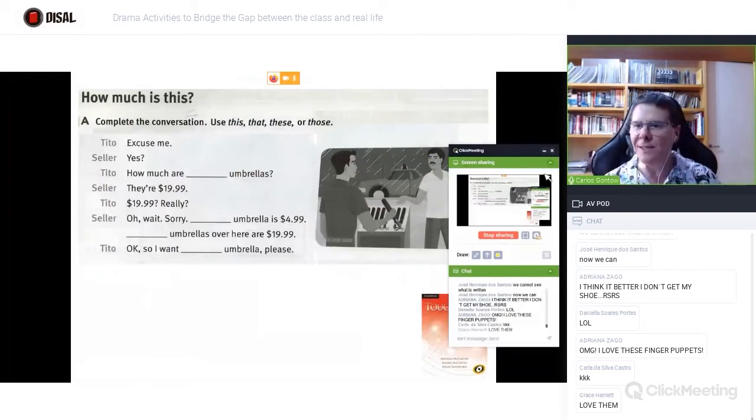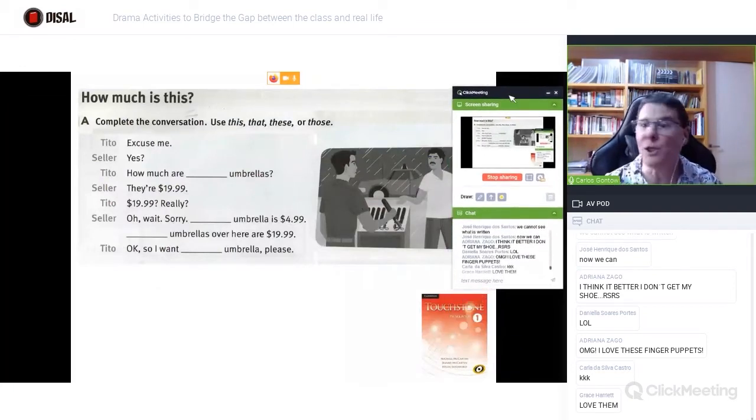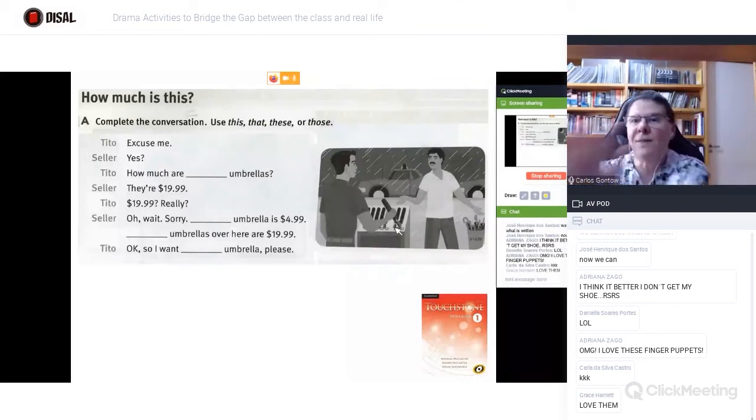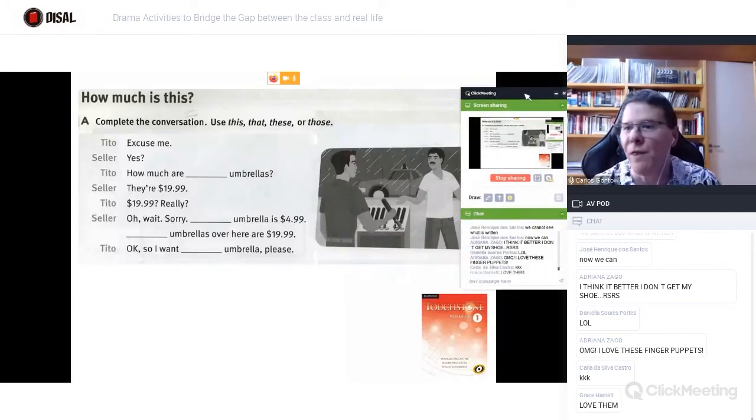This is an exercise. I'm using this exercise from Touchstone, but this is an exercise you can do using any book. It's a conversation where students have to complete using this, that, these, and those, singular and plural, right? So here you have Tito, the guy who's buying the umbrellas, and the seller, the guy who's selling the umbrellas. Notice that he's holding an umbrella here, the one that's near him, and the seller has other umbrellas in the back. So I'll give you 1 minute to complete these sentences with this, that, these, and those. Go.